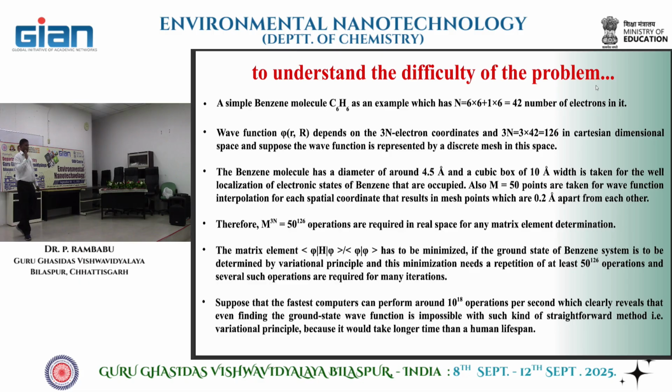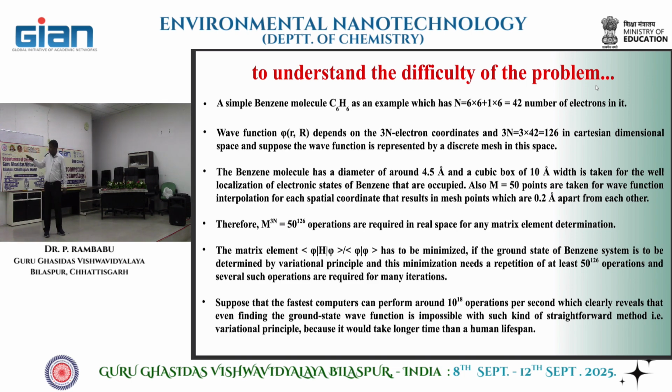but within one iteration you are not going to get the ground state. You need several such iterations, and for each iteration you need 50 power 126 operations. Okay. So, for example, I assume I have the fastest computer with me, a supercomputer that can perform 10 power 18 operations per second. That is what I am assuming. So, my supercomputer is going to perform 10 power 18 operations per second. I am assuming that I have that supercomputer.